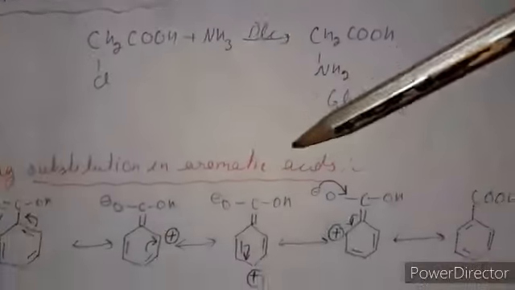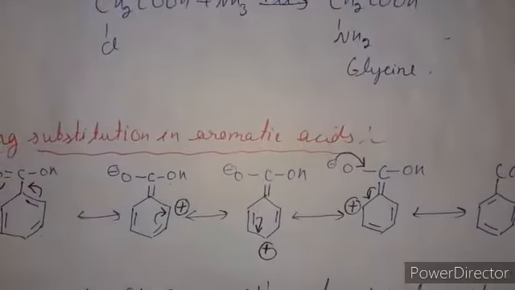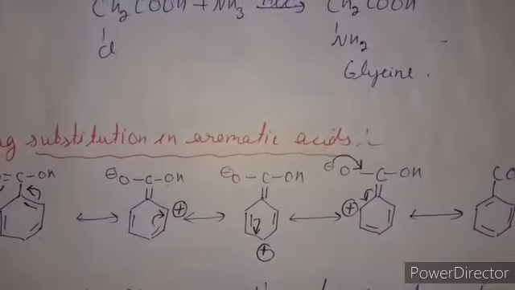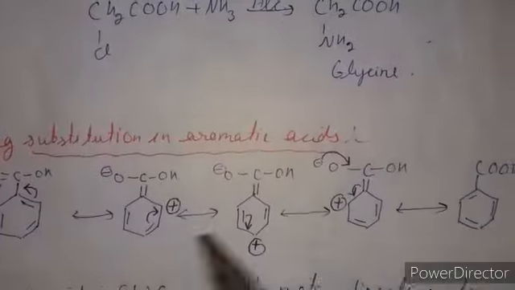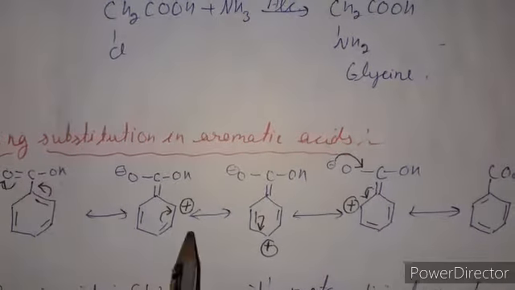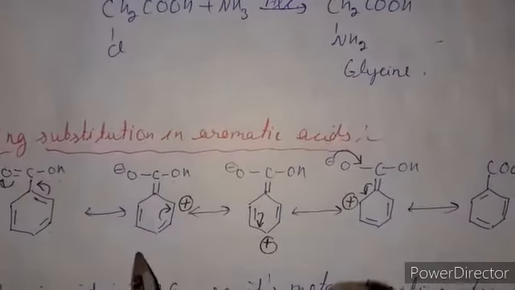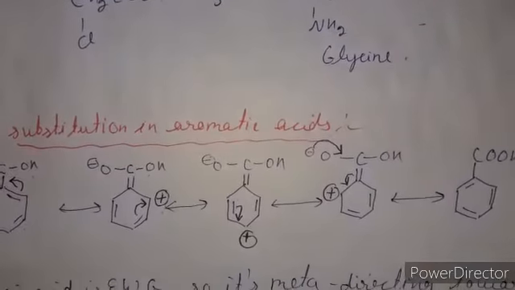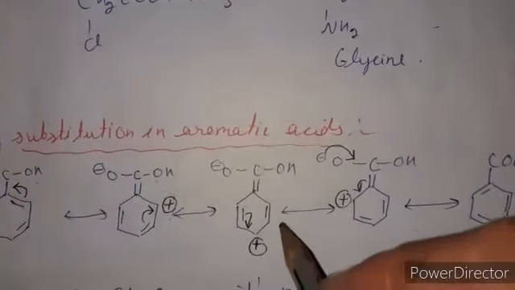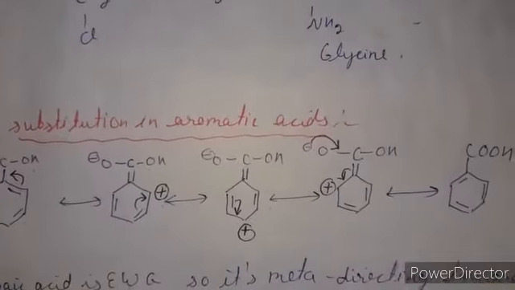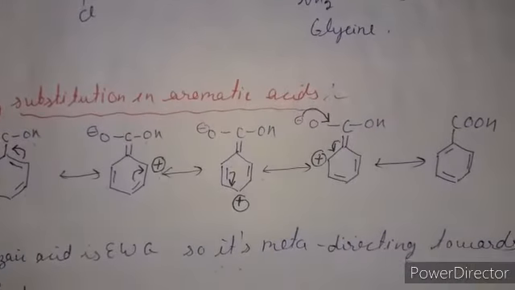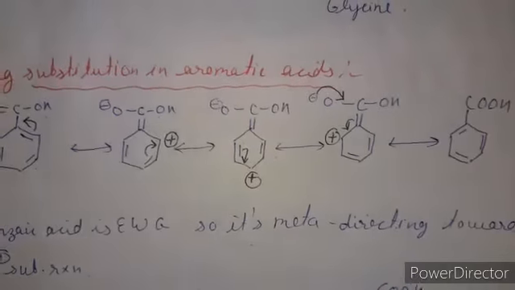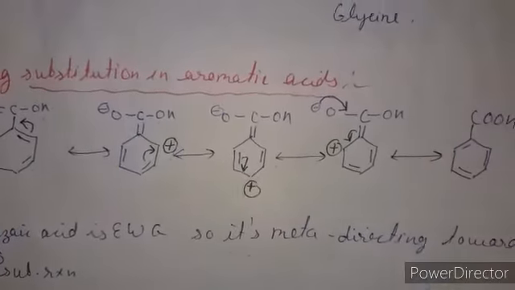Next, we discuss ring substitution in aromatic acids. The carboxylic acid, like aldehyde and ketone, is also meta directing, so electrophilic substitution occurs at the meta position. Because this group is an electron withdrawing group, there is a dispersal of positive charge at the ortho and para positions. So there is only one position left for the attachment of the electrophile, that is the meta position. So it undergoes bromination, sulfonation or nitration at the meta position, because benzoic acid has an electron withdrawing group, so it is meta directing towards electrophilic substitution reactions.